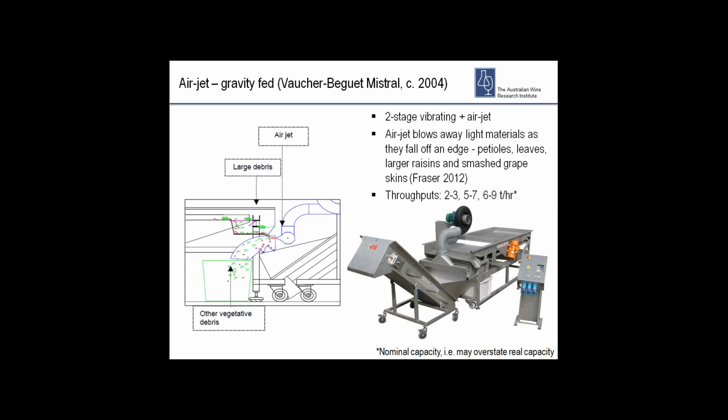For this style of air jet to be effective, the material needs to be well spaced, otherwise good components may obstruct the air jet from blowing away bad components. The material flow rate therefore has to be reasonably slow.